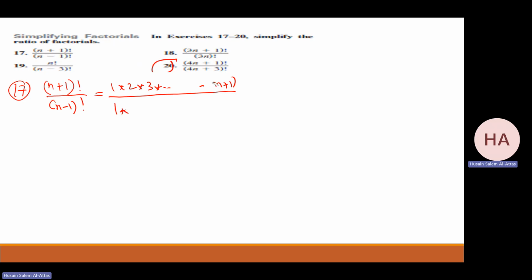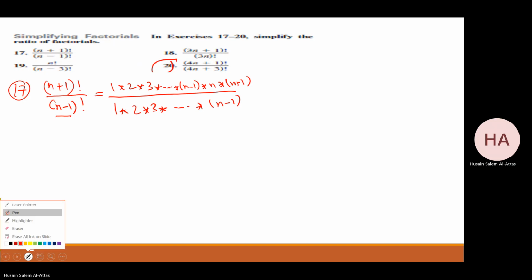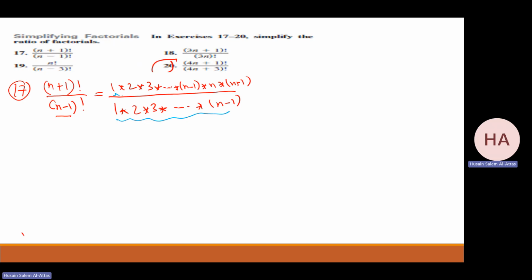Let me do this one in a better way: 1 times 2 times 3 up to n minus 1, times n, times n plus 1, over 1 times 2 times 3 up to n minus 1. If you notice, the numerator is similar to the denominator, so these cancel. What's the remaining? n times n plus 1, which is n squared plus n.